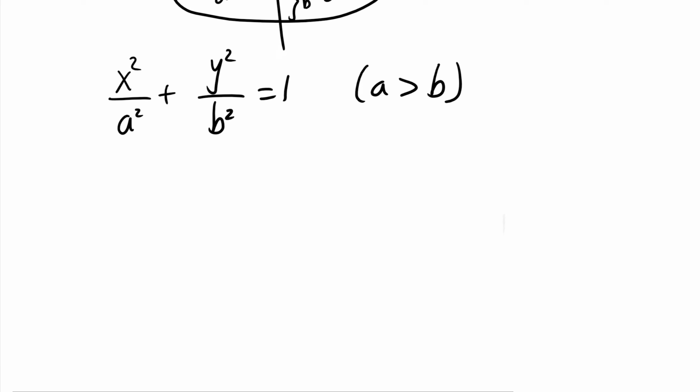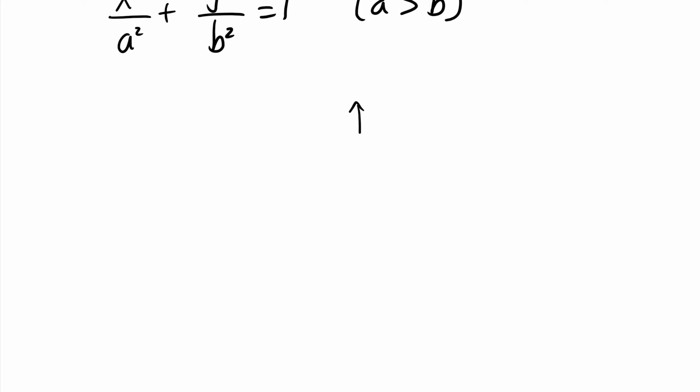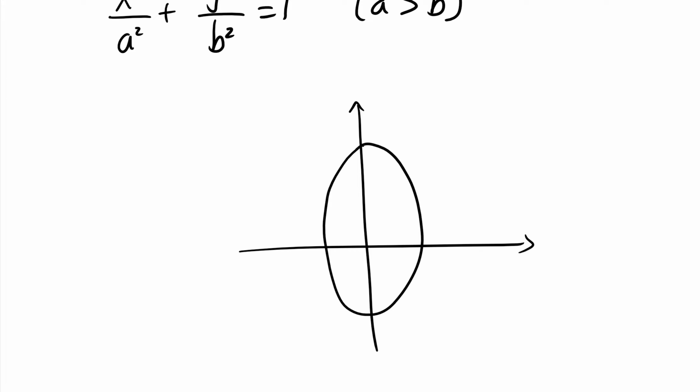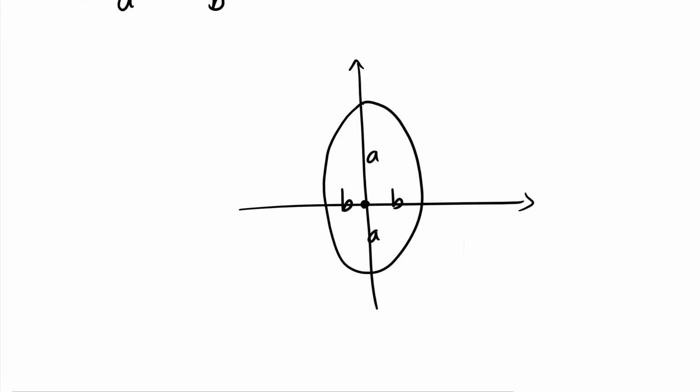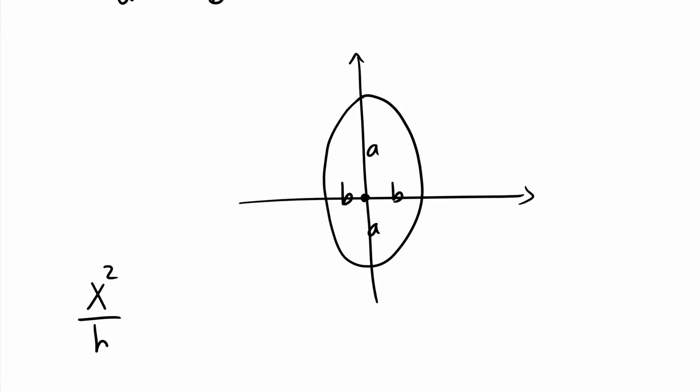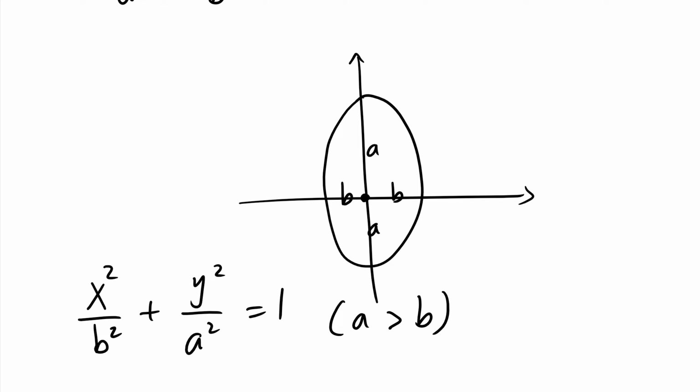Now, if the ellipse goes this way, then this is a, b. The equation is x squared over b squared plus y squared over a squared. Again, a is always bigger than b. See, a is below the y here.